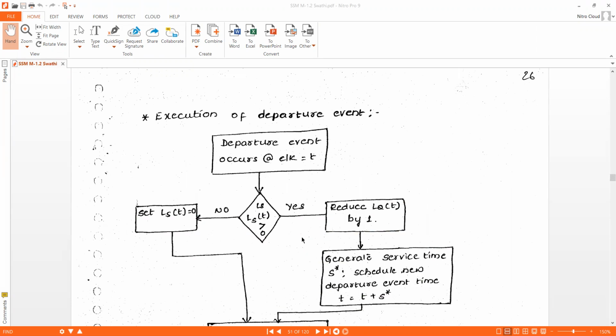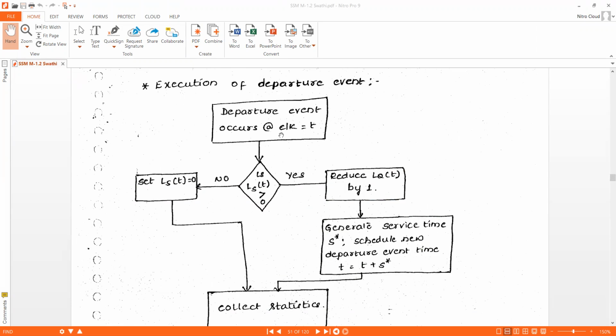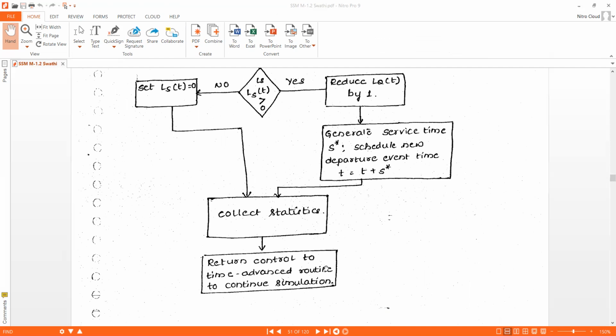Next is the execution of the departure event. The departure event occurs at clock time t. At that time we need to check whether LQ of t is greater than 0, that means customers are waiting. If yes, then reduce LQ of t by 1, remove one person from the queue, and assign the server with that person. If not, then set LS of t equal to 0, collect the statistics, and return the control to the time advance routine to continue the simulation.